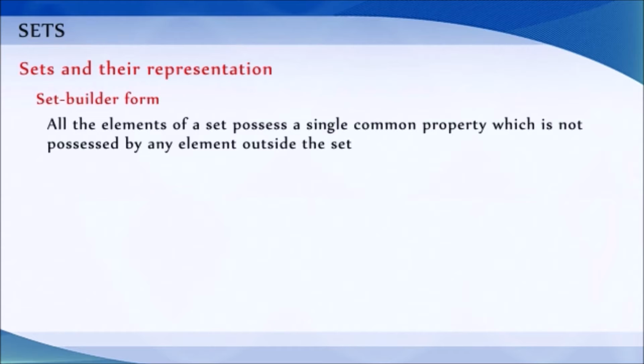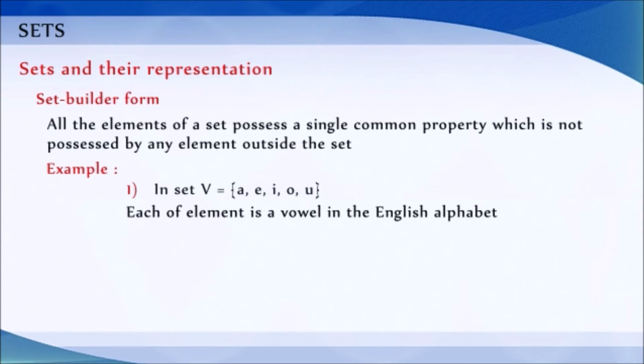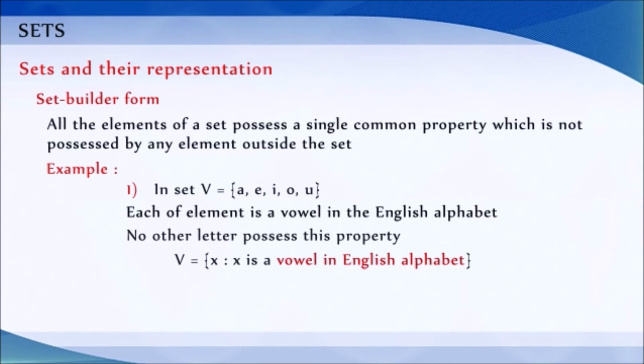In set builder form, all the elements of a set possess a single common property which is not possessed by any element outside the set. For example, in the set {a, e, i, o, u}, all the elements possess a common property, namely each of them is a vowel in the English alphabet, and no other letter possesses this property. Therefore, we write V = {x : x is a vowel in the English alphabet}.